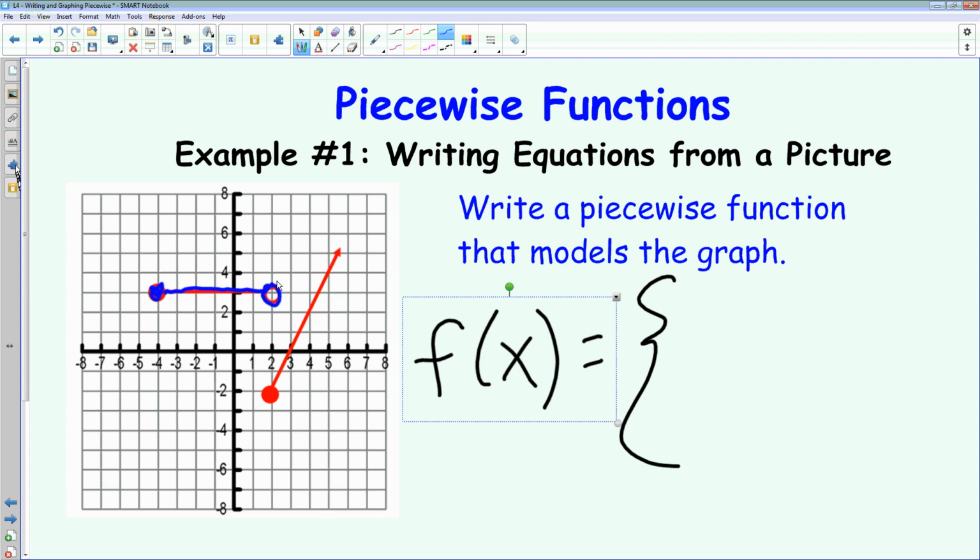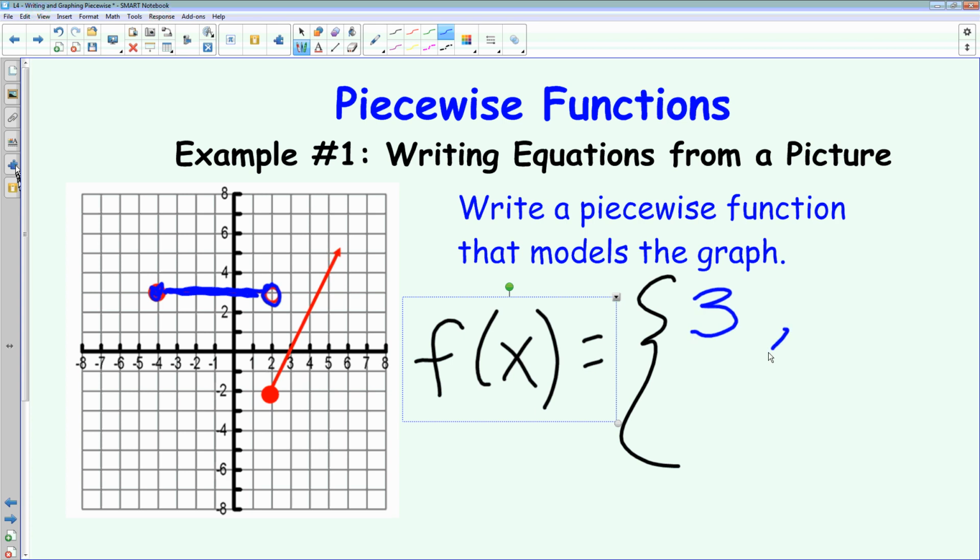If you think back to your Algebra 1 days, horizontal line, y equals. So this is going to be f of x equals a number. F of x is the same as saying y equals. So what is your y value along this whole line forever and ever? It's always going to be 3. Well, really, it's not forever because it stops, but it is 3.